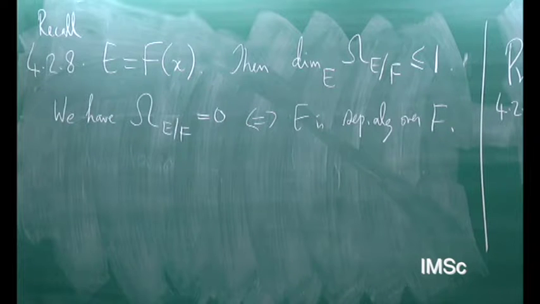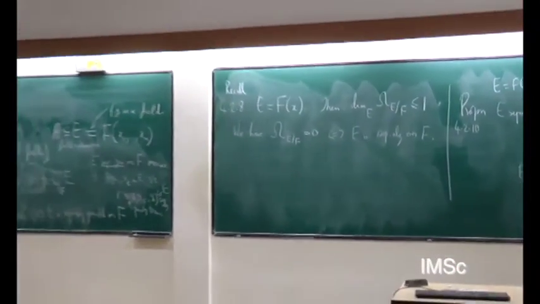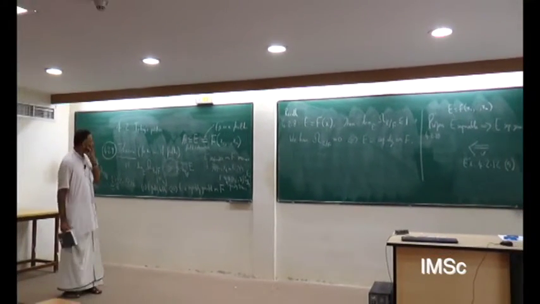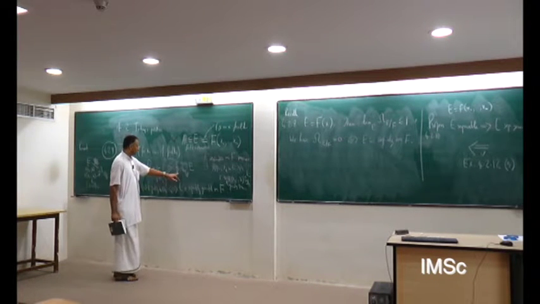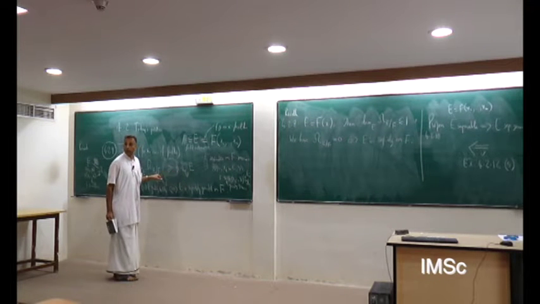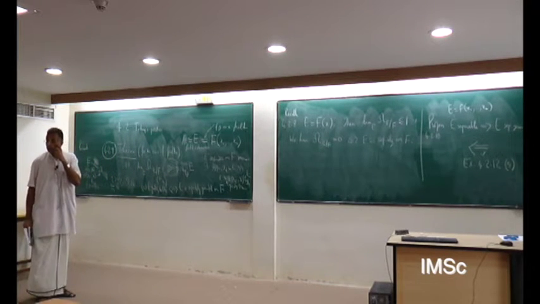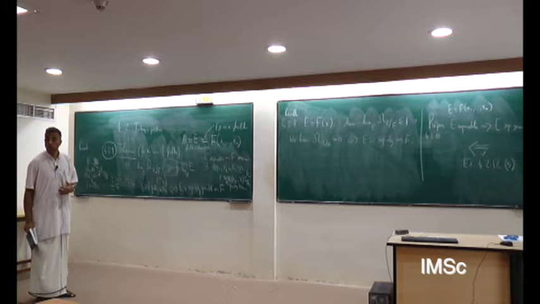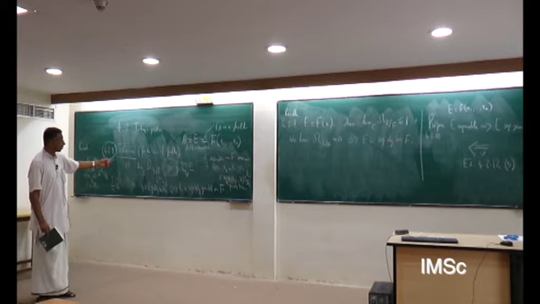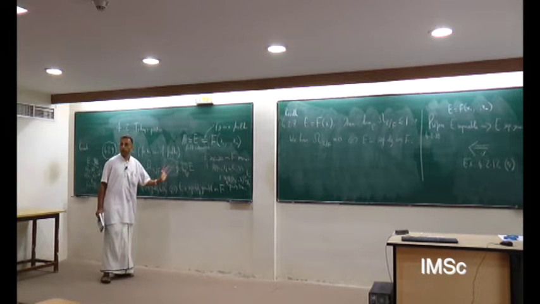So the transcendence degree is 1 or 0, right? So if it is 0, then this is trivial. If it is 1, what does it mean? That means X is transcendental. Greater than or equal to 0. See, if this were 0, this is a vacuous statement, right?